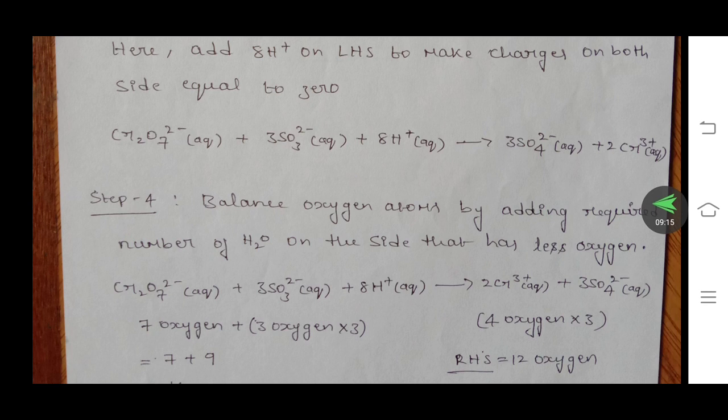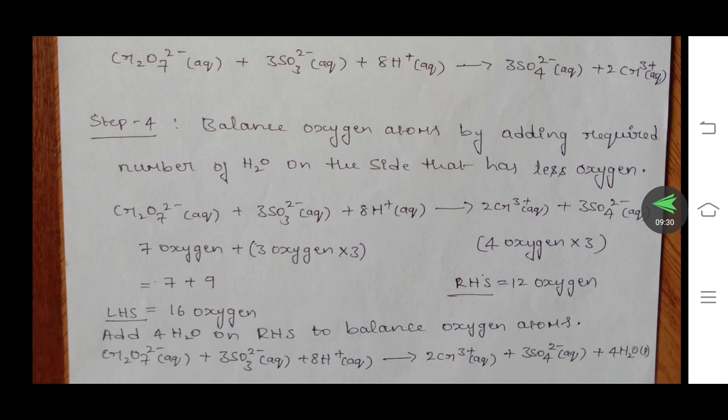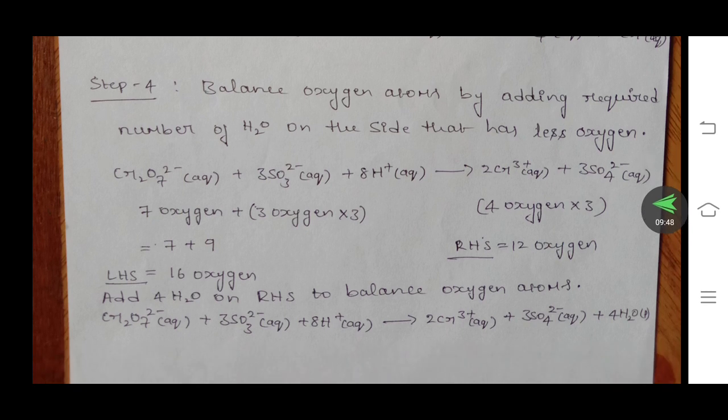Now in this case, the number of chromium atoms is balanced and the number of sulfur atoms is balanced from left side to right side, and the number of charges is also balanced. And what is left? Only you have to check oxygen. So only the last step. See step 4, balance oxygen atoms by adding the required number of H2O on the side that has less oxygen present. Which side contains less number of oxygen? So that time you have to add water molecules.